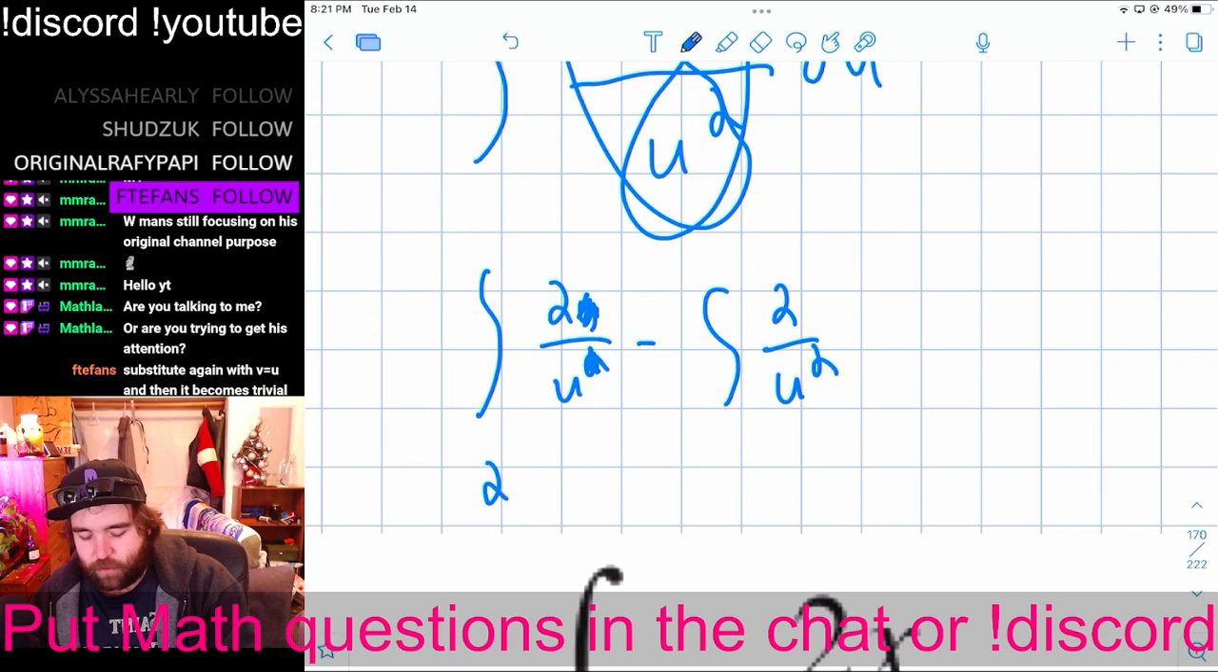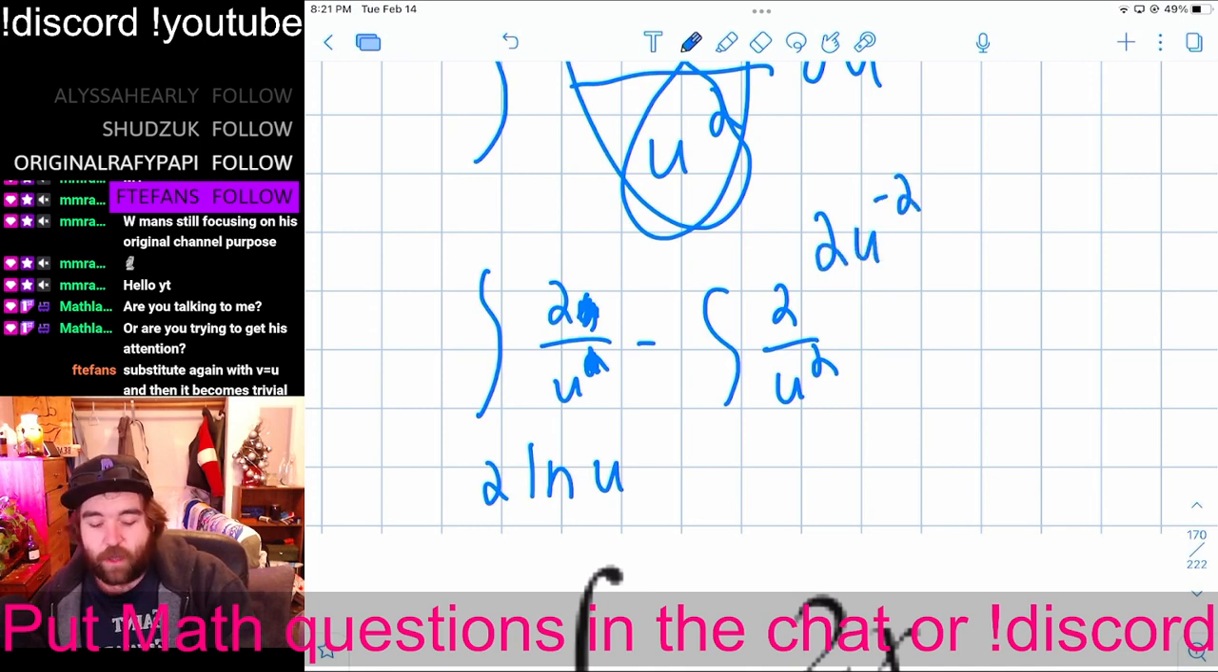So we have 2 times the ln of u. And then here we've got to use power rule. So this is 2 times u to the negative 2. We'll increase the power by 1 and divide by the new power. So like before, that's going to turn to plus 2 over u, because it'll be u to the negative 1.